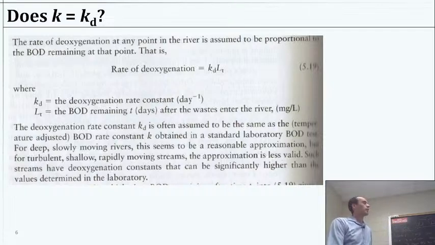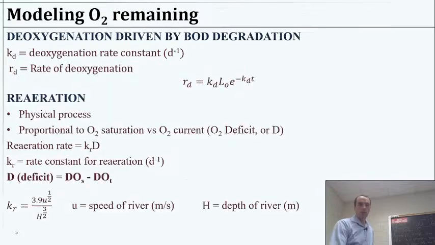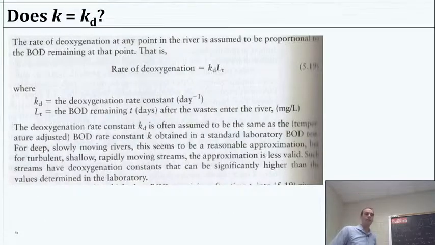So I guess we could ask ourselves, does K, the generic K for the BOD removal, right, is that the same as the deoxygenation K? And actually, let's see, we'll just have a look at what the book says about this. So the deoxygenation rate constant KD is often assumed to be the same as the temperature adjusted BOD rate constant K from a standard laboratory. For deep, slow-moving rivers, this seems to be a reasonable approximation, but for turbulent, shallow, rapidly moving streams, the approximation not so much.